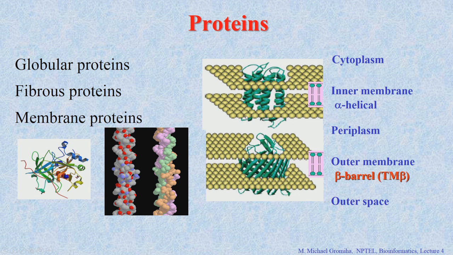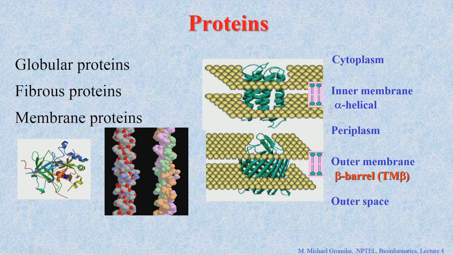Membrane proteins are of two types: alpha helical membrane proteins and beta barrel membrane proteins. This is a schematic diagram of a gram negative bacterium. You can see the cytoplasm, and the periplasm, and the outer space. There are two membranes: the inner membrane is between the cytoplasm and the periplasm, and the outer membrane is between the periplasm and the outer space.